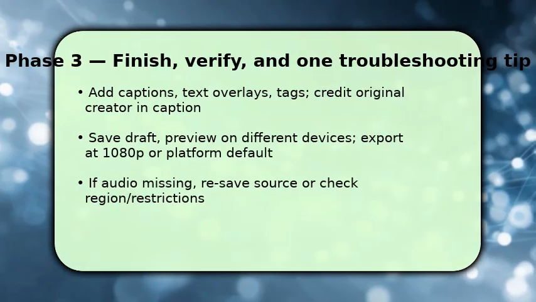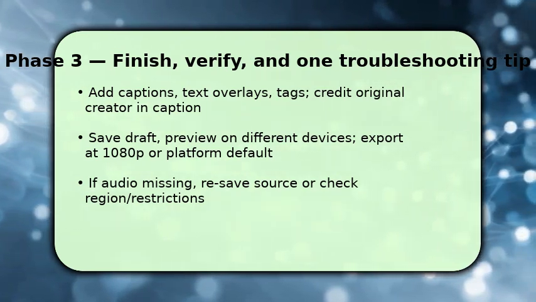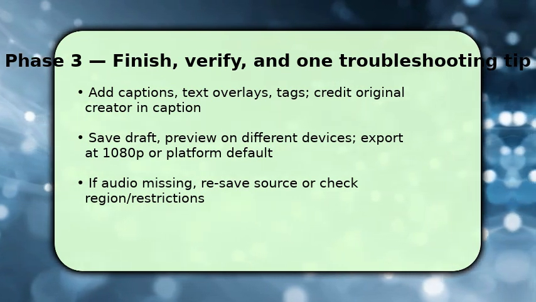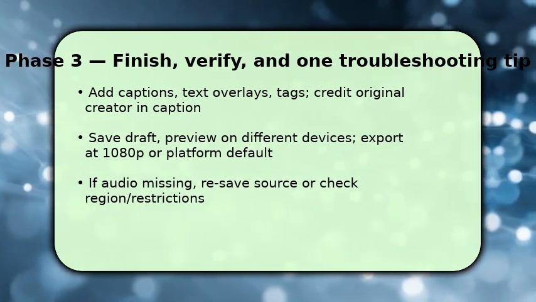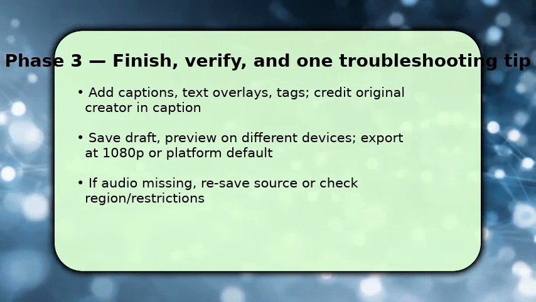Finish by adding captions, overlays, and tag the original creator in the caption so viewers know source. Save a draft and preview the reel on another device to confirm sync and volume. Export using Instagram's default settings or 1080p for highest quality.